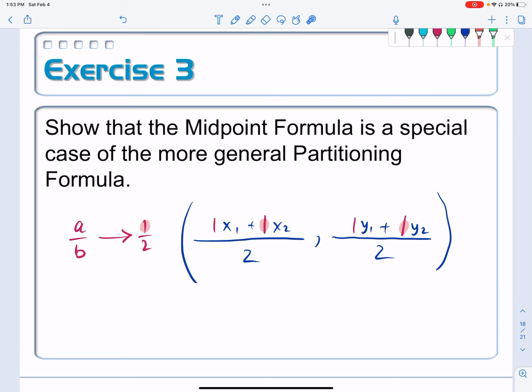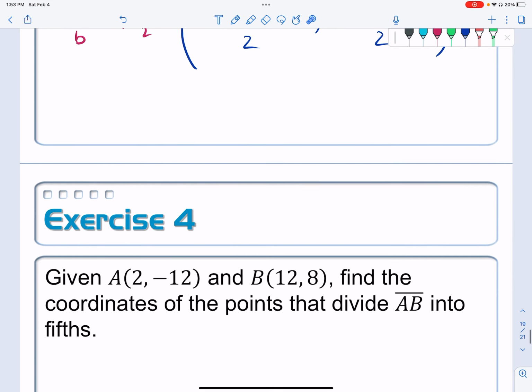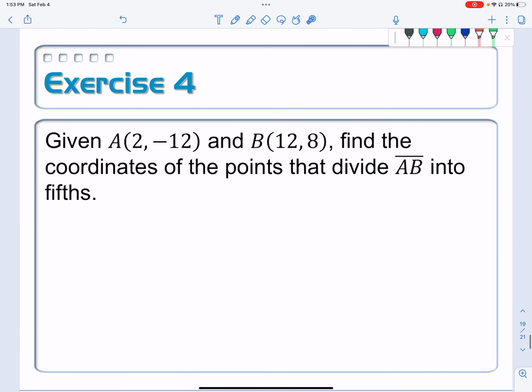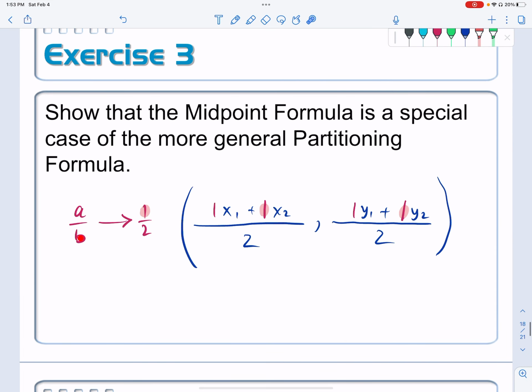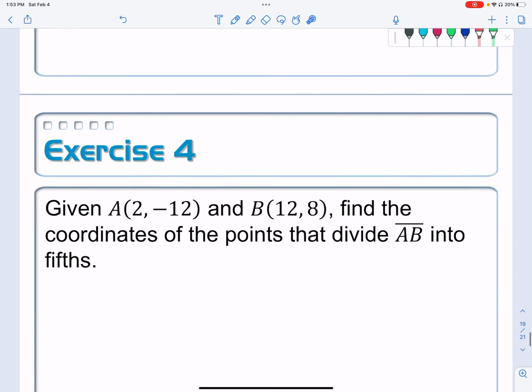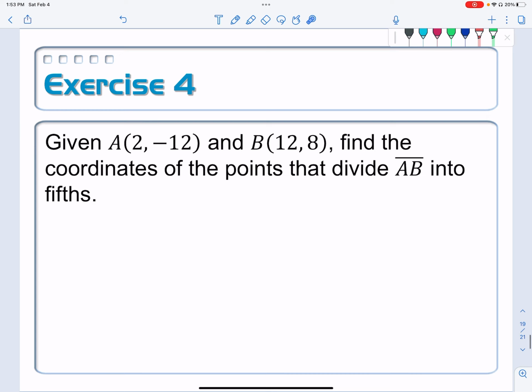All right, so in the next exercise, on exercise 4, we're given two endpoints, A and B. Remember, we can't mix up which one is which. We want to find the coordinates of the points that are going to divide segment AB into fifths. So your fraction, a over b, is going to be, say, 1/5, 2/5, 3/5, 4/5. See if you can do this on your own and then come back to the next video here if you get stuck or just to check your work.